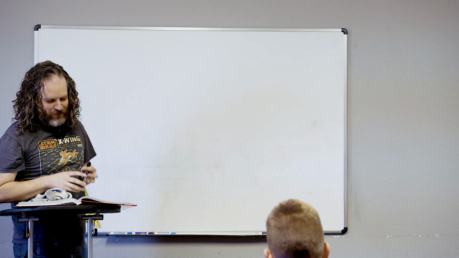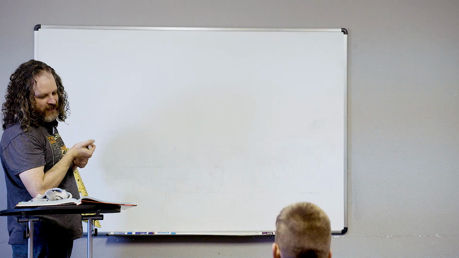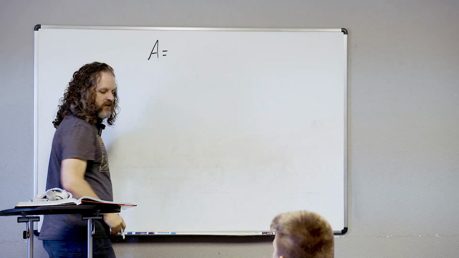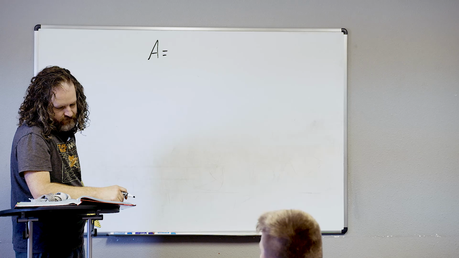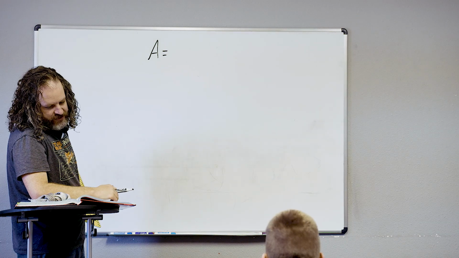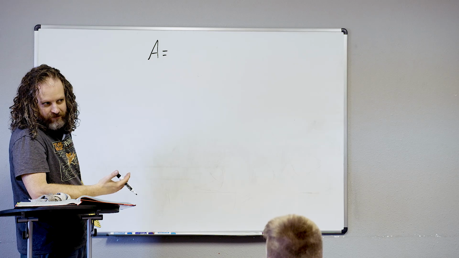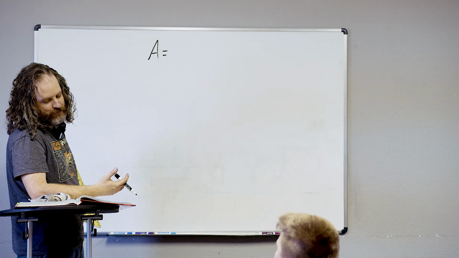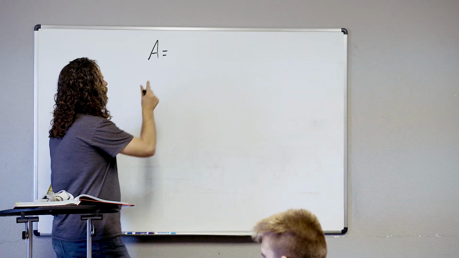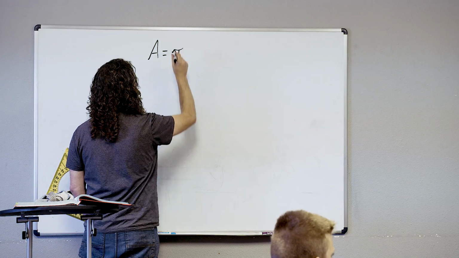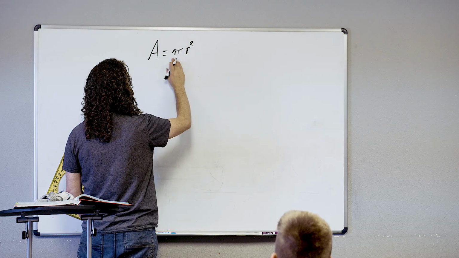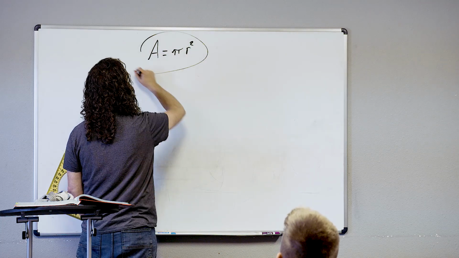Let me try again. How about 12? The area of a circle is, okay. So area of a circle is. I just looked back in my other book and looked at the thing. Area of a circle is the product. What does product mean? Divide. Not division. Multiplication. The product of pi and the radius squared. Yeah, I don't know why.